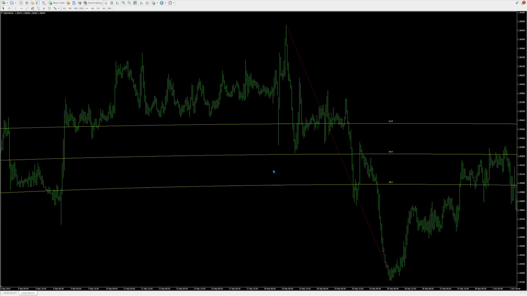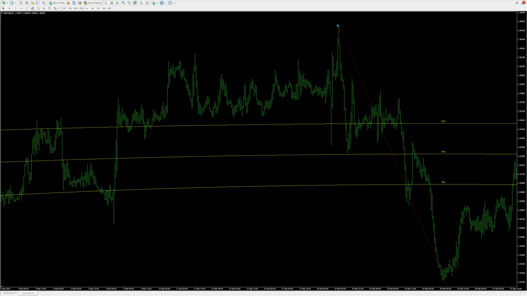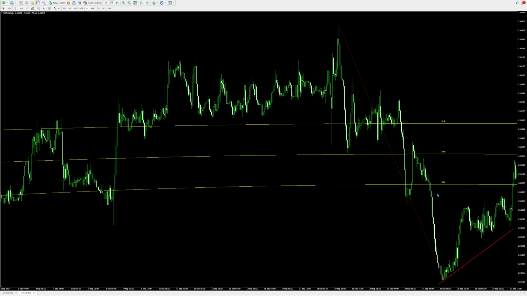So we would have been somewhere around here. We've marked the high, we've marked the low, and then price starts moving up. Price starts to make these higher lows, so we know that the market is perhaps beginning to turn around to the upside.